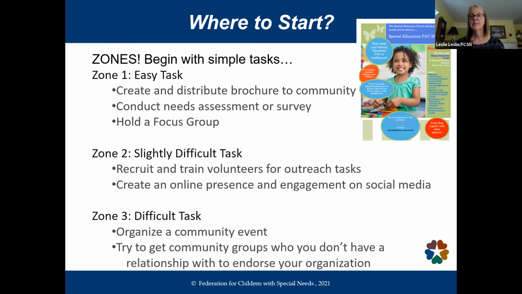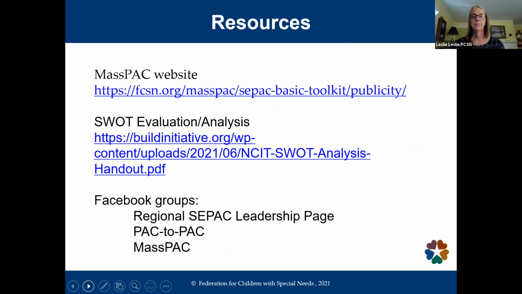I think SEPACs need helpers in the game, and it's always looking for who can we build that relationship with, so that we can have some help to reach our families, to provide resources and information for our families. So it's really a start where you think you can accomplish something, and move forward and use that to build on the next way of doing outreach and doing communication within your community.